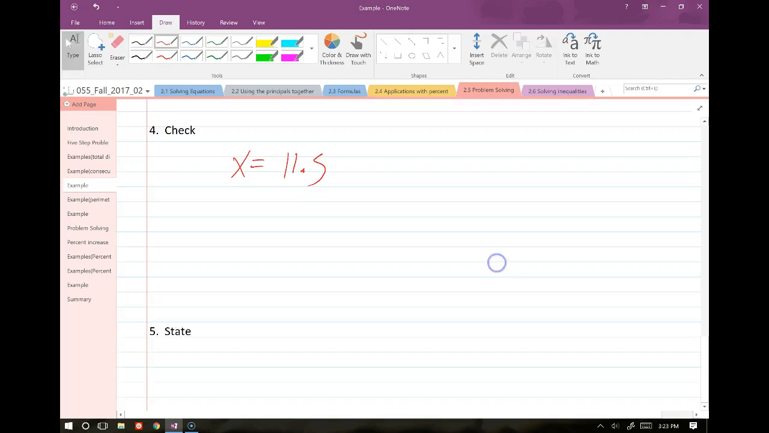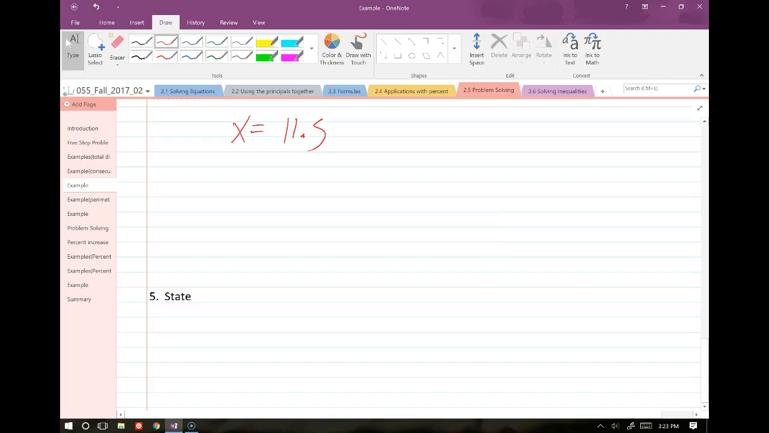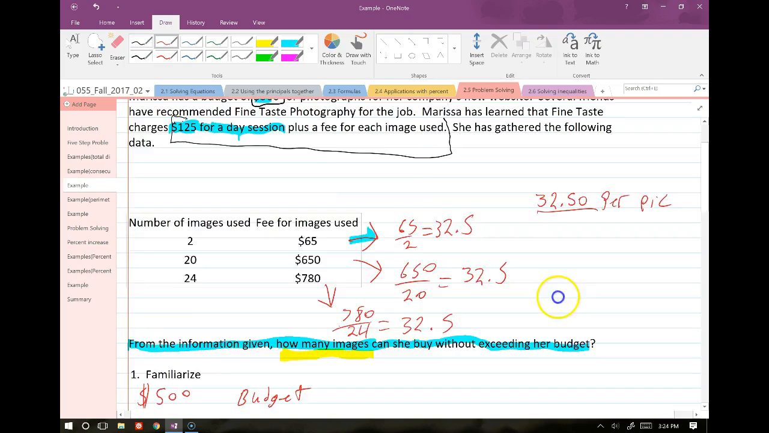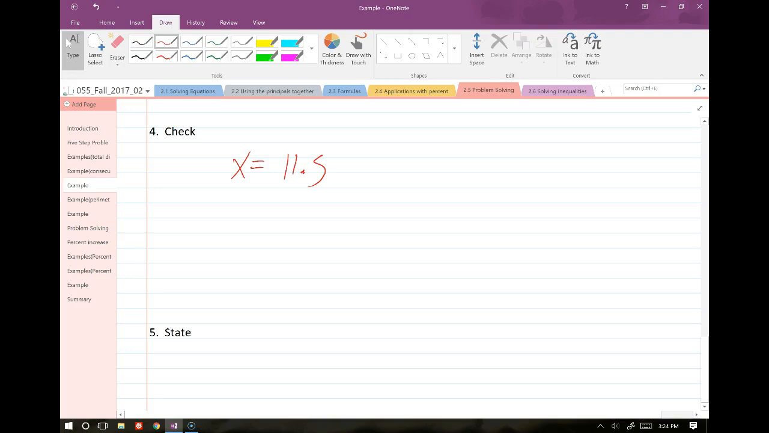All right. So now we got to state our answer. Okay. So we go back up to the original problem and see what they are talking about. So first of all, our answer is 11.5. Can we take 11.5 pictures? No, not really. That's not going to make any sense. So since we haven't been solving inequalities yet, but we will next chapter, in this one, we're just going to notice that you can't really take half a picture.